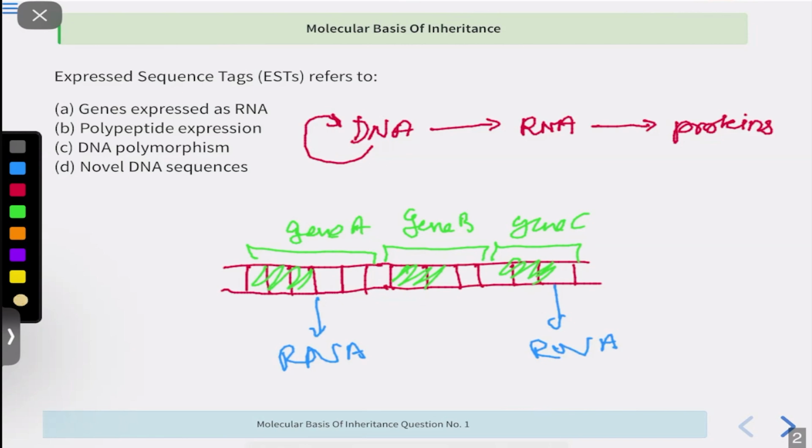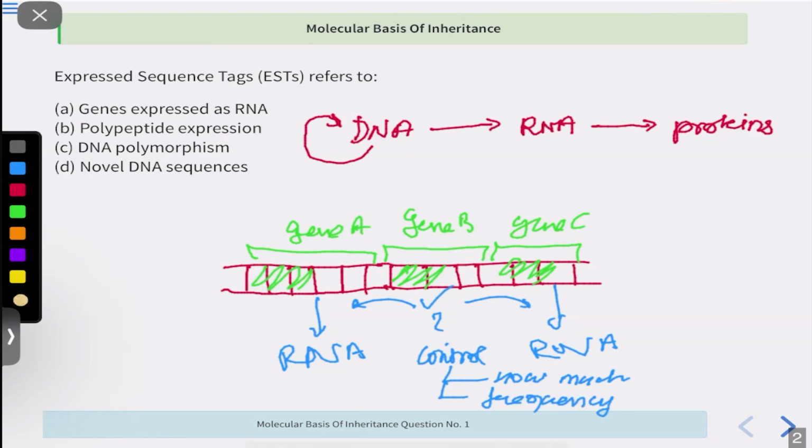Then you will say, what are the other genes doing? The other genes are controlling. They're controlling how the expressing genes are behaving, how much of these genes are going to be expressed into RNA, the frequency, all these things are controlled by these other genes. So these genes which are getting expressed, gene A, gene C, for example, they are called expressed sequence tags.